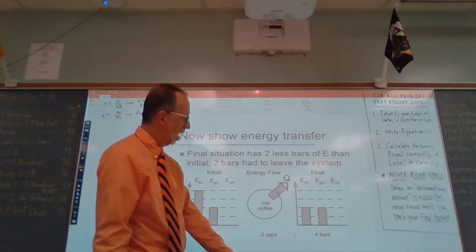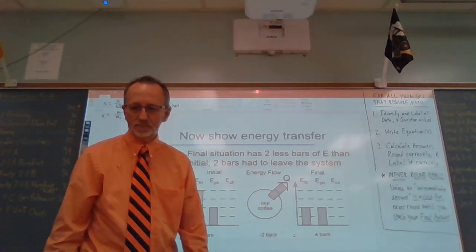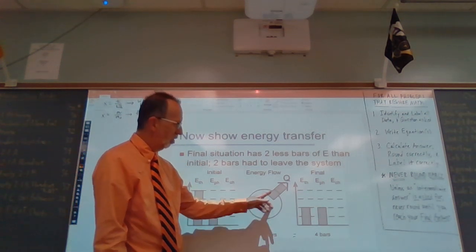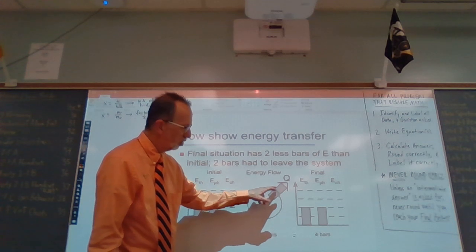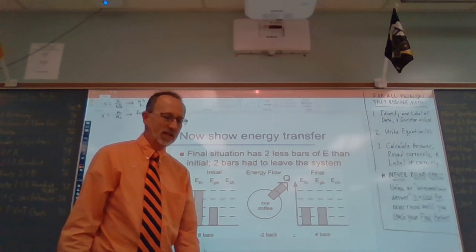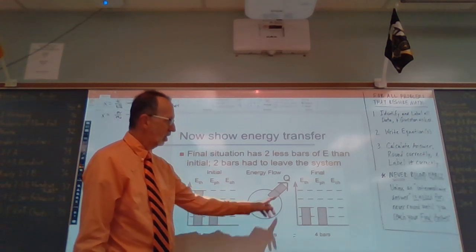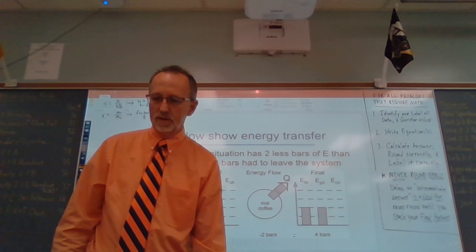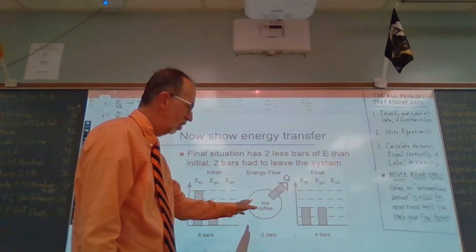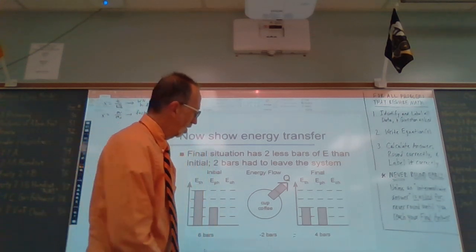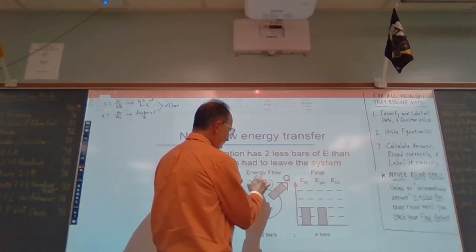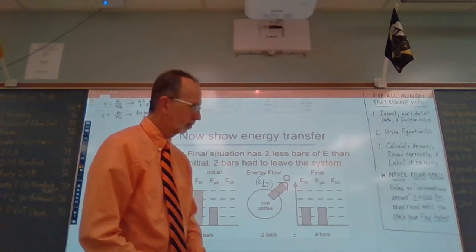So now let's go up to the O. We lost 2 bars of energy to the environment. We want to show that right here. So here are our 2 bars. So we draw a little boxy arrow here that's approximately 2 bars in length, because that's what we lost. And notice that it's pointing outward. All right? It's pointing outward towards the surroundings, out of the system. All right? So this is 2 bars out. All right? 2 bars out.